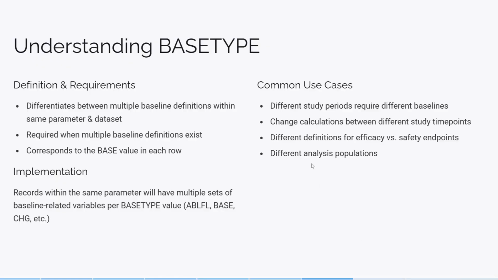So the BASETYPE will be having the different phases. If they have a number of study periods, you will be having different baselines. So records within the same parameter will have multiple sets of baseline-related variables per BASETYPE value: analysis value, baseline value, and change. So this we already discussed in the previous video.